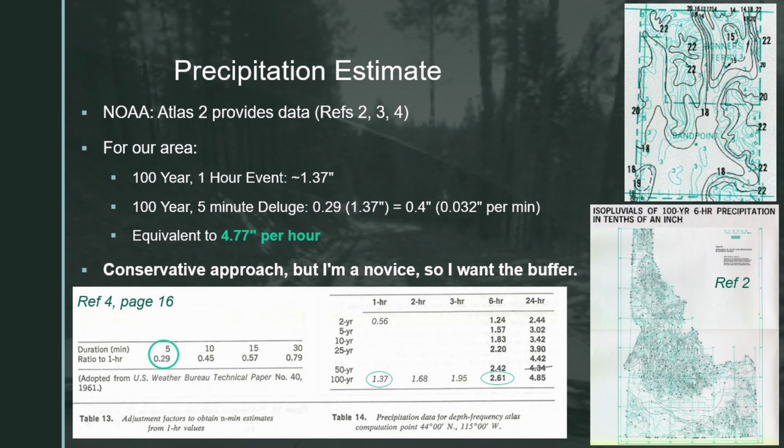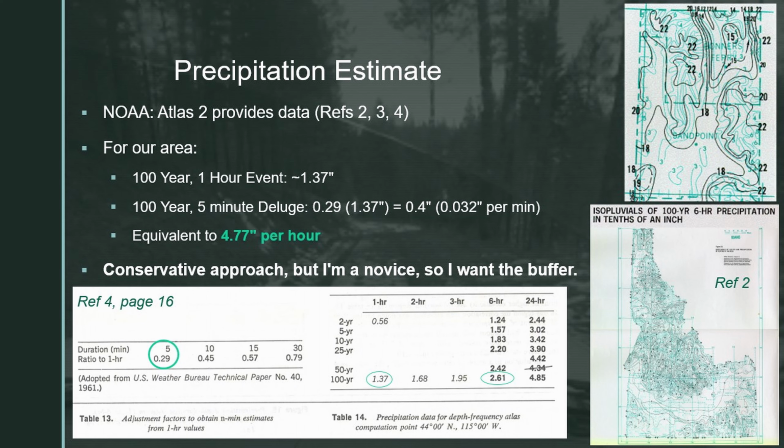I've shown on this chart, there's a couple of, they're called isopluvial charts, and it's like a contour chart where each line is representing some amount of rain. And in the one shown, it's in tenths of an inch.